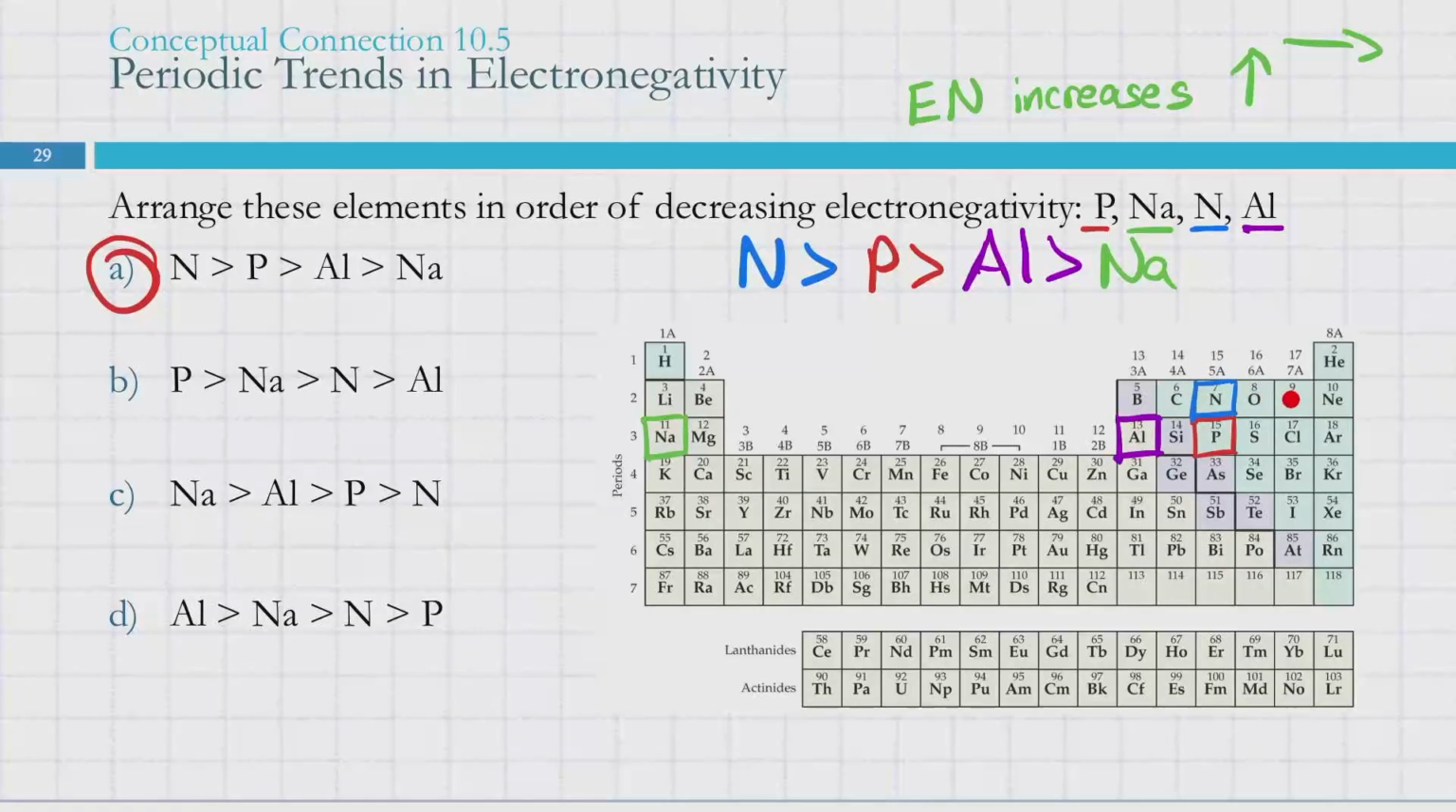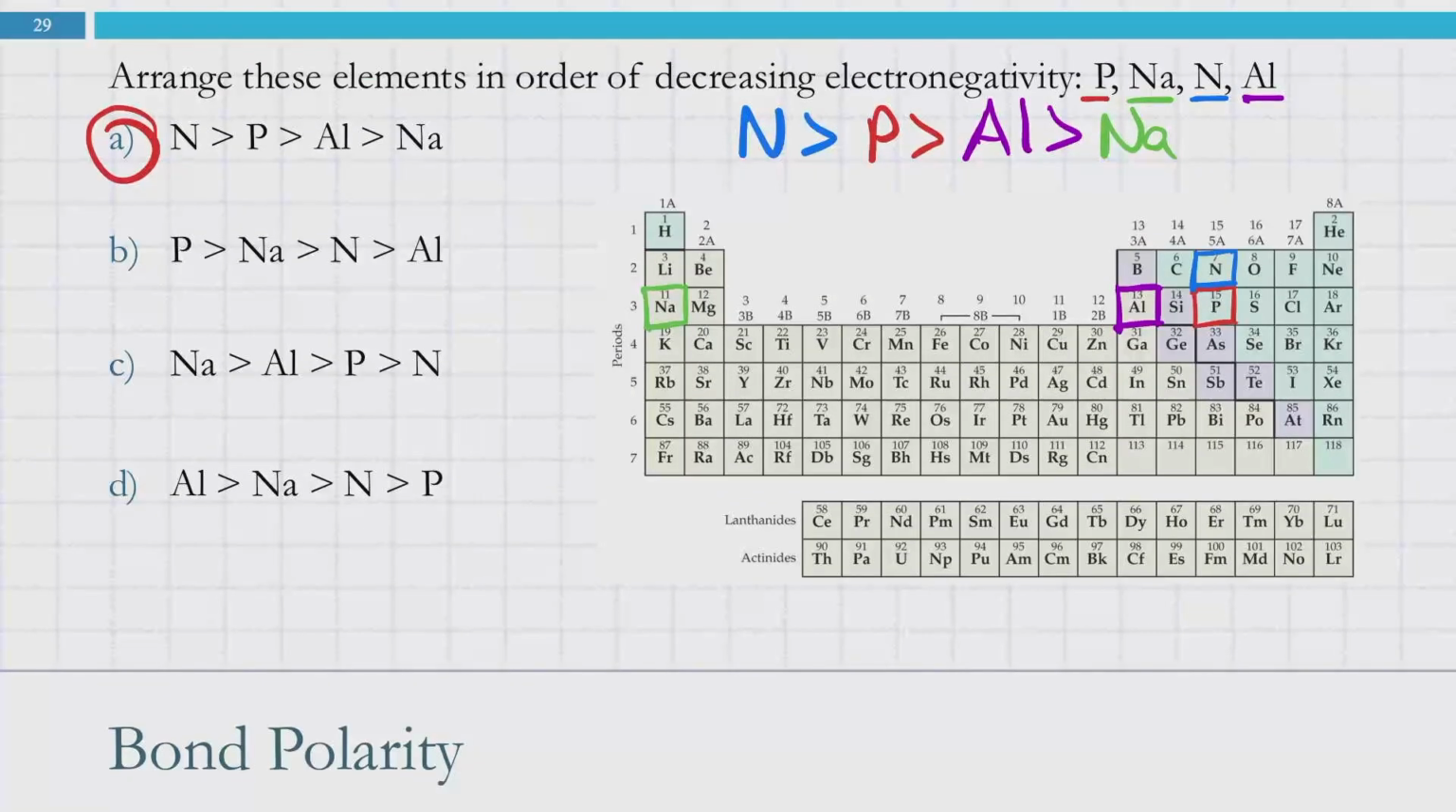Nitrogen's closest to fluorine, so it's got a relatively high value. Phosphorus, being a little bit further away from fluorine, has a lower value. Aluminum, even further away, lower value. Sodium's the furthest of these, so it's got the lowest value. If you had your yellow sheet out, you would also see that that's true. So nitrogen's a 3, phosphorus is 2.1, aluminum's 1.5, sodium's 0.9. So it's pretty steadily decreasing from fluorine over to sodium.